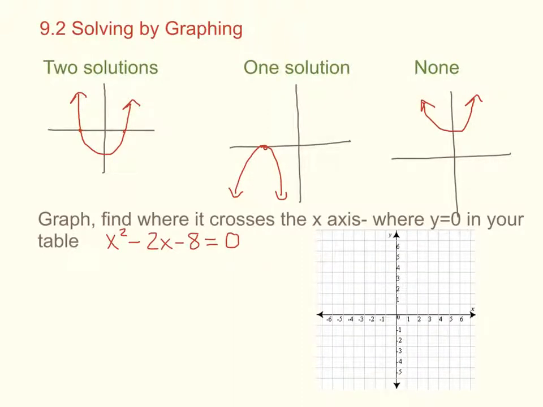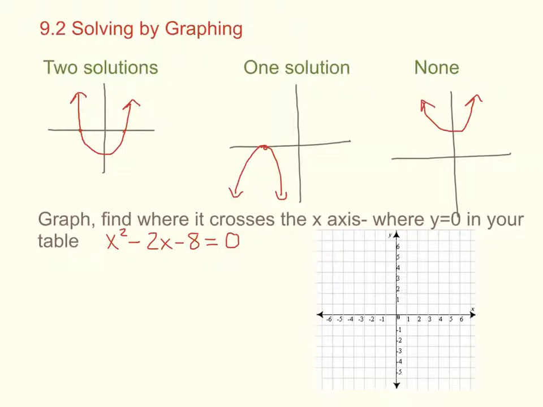So what we're going to do is we're going to graph this. We're going to find where it crosses the x-axis, or where y is 0 in our table. So we might have to add numbers in order for y to equal 0 in our table. But let's take a look at this example. So we're still going to use the same thing that we did in the last section. We're going to use negative b over 2a.